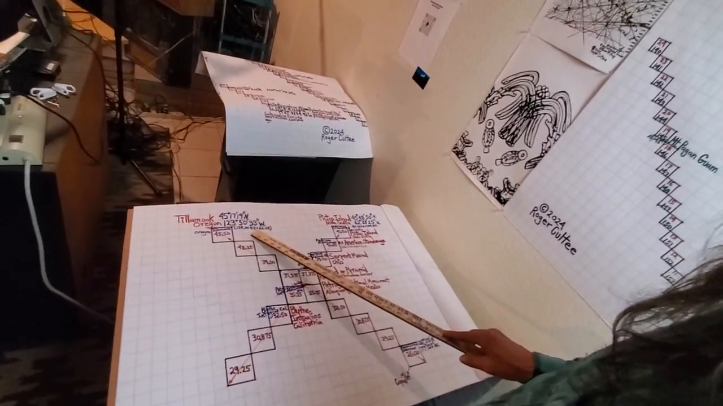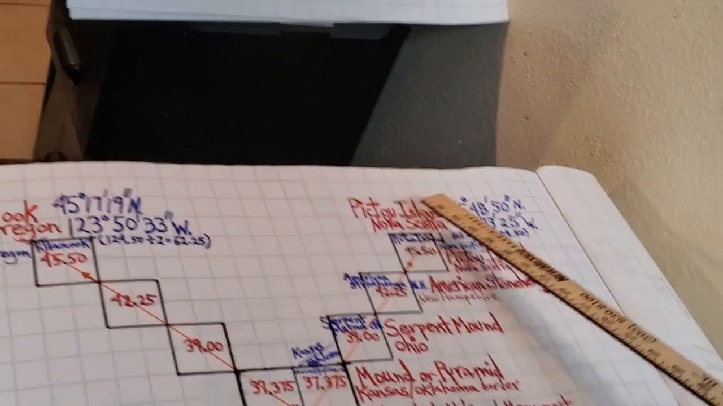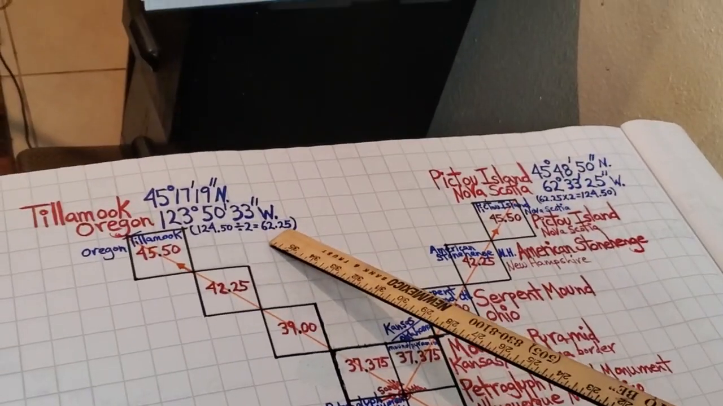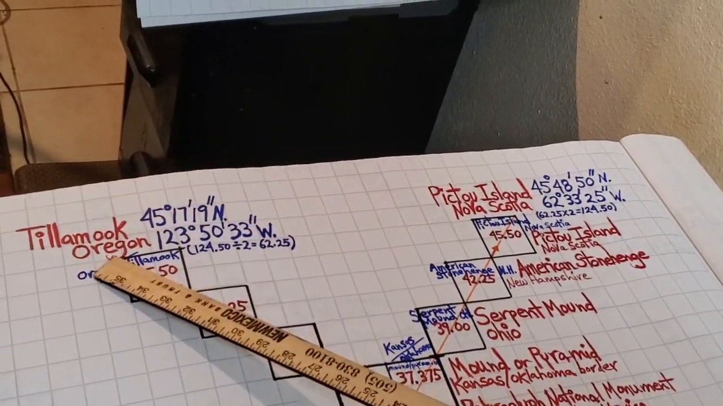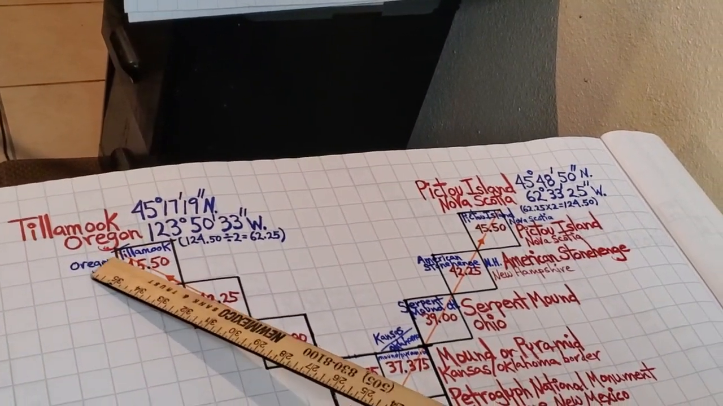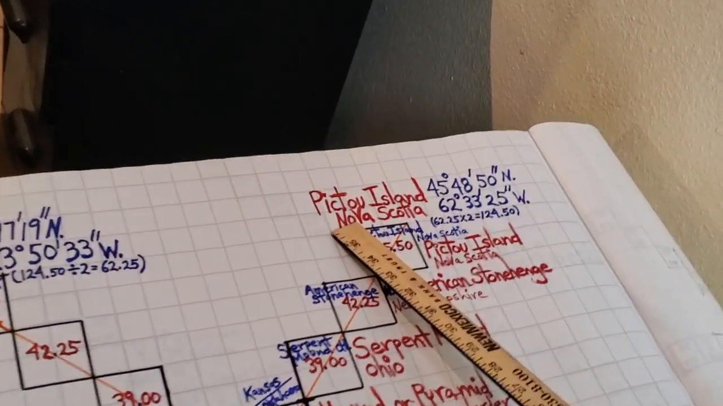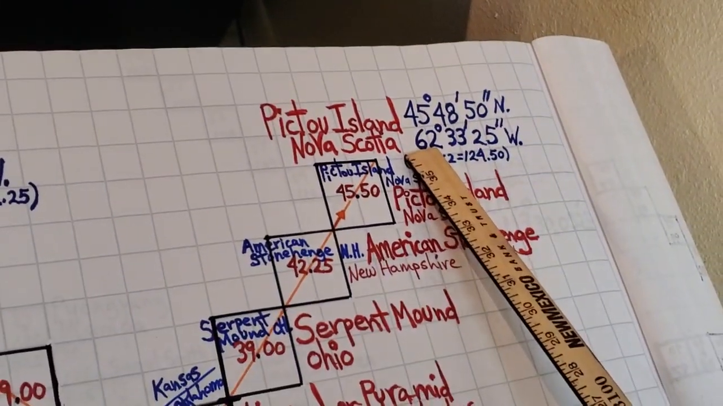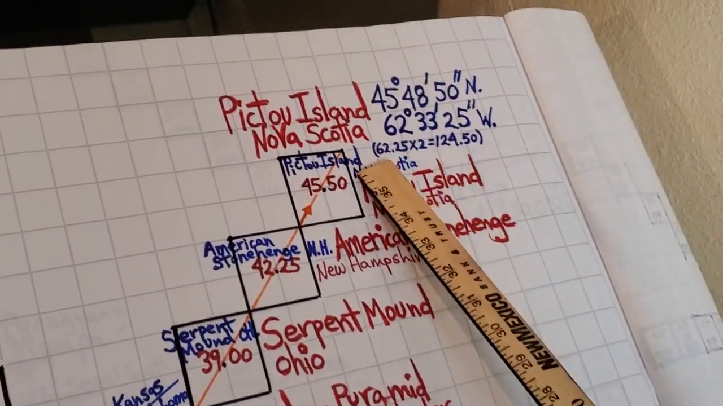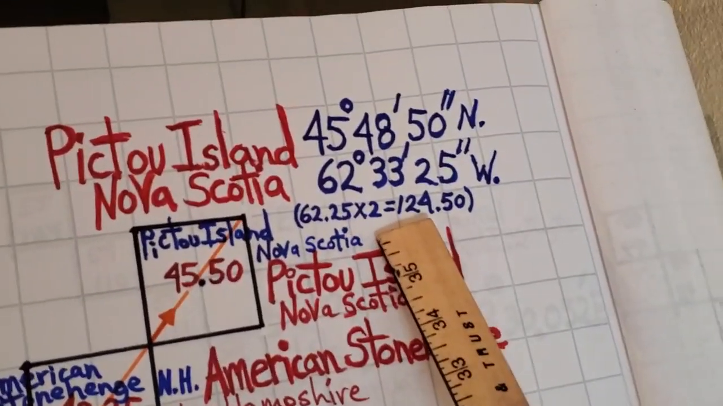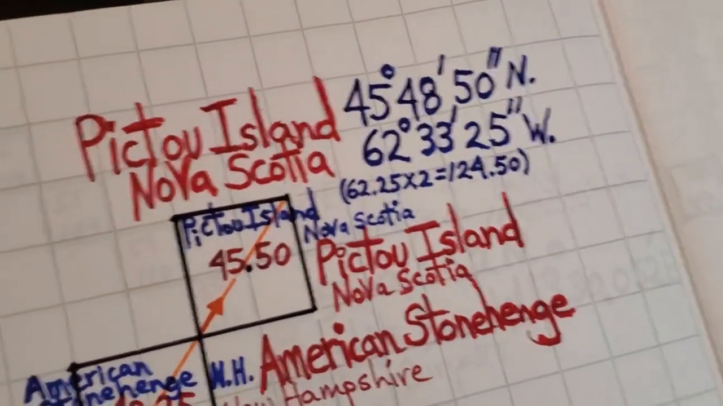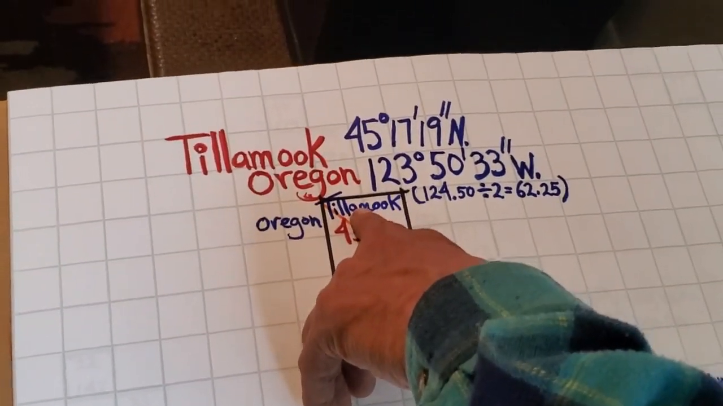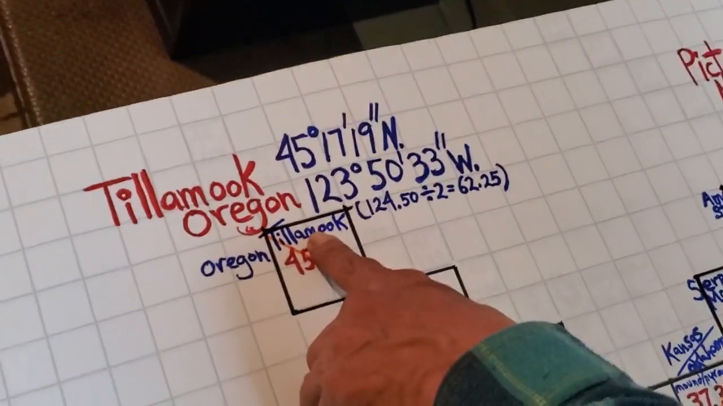Pictou Island is in Nova Scotia. Remember that 124.50 divided by 2, 62.25? There's that 62.25. The counterpart to Tillamook on the west coast at 45.50 degrees is Pictou Island in Nova Scotia, which is at 45 degrees, 48 minutes, 50 seconds north, 62 degrees, 33 minutes, 25 seconds west. Or 62.25 times 2 equals 124.50. That's the same number that I just showed you over here. So that's how they're counterparts to each other, except one's on the west coast and one's on the east coast.